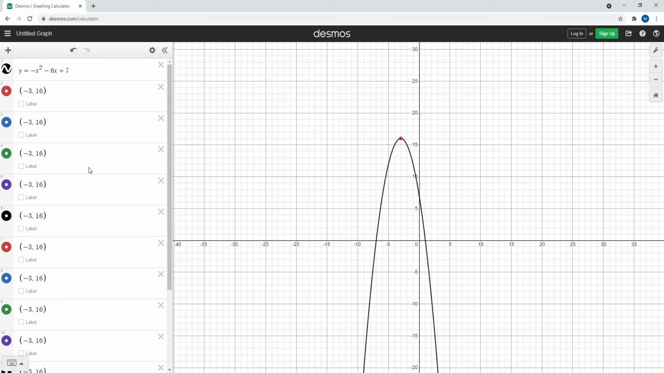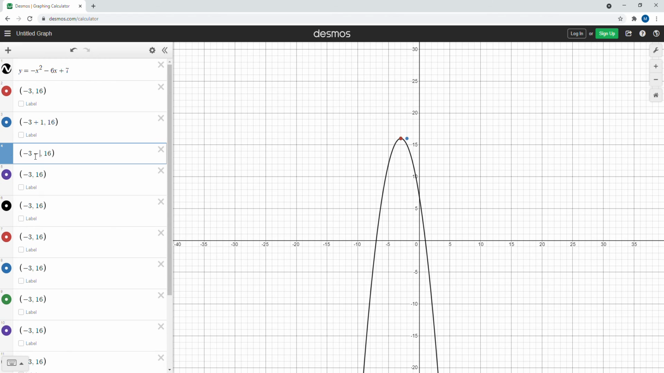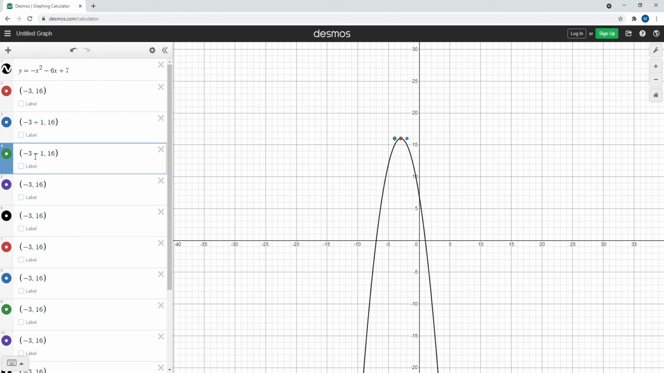Okay, and then we're going to use the same pattern that we used last time for the x-coordinates. In other words, starting from that vertex point, we're going to move 1 unit to the left and 1 unit to the right. And we do that by, in the points that we copied, we add 1 to the first one and subtract 1 from the second one. And what you'll notice is that points start to appear to the left and to the right of the vertex of our parabola.